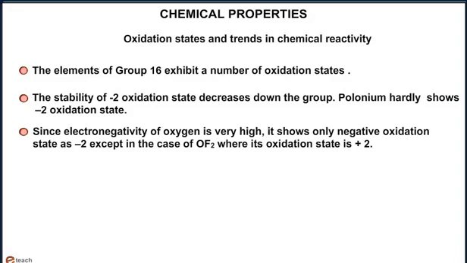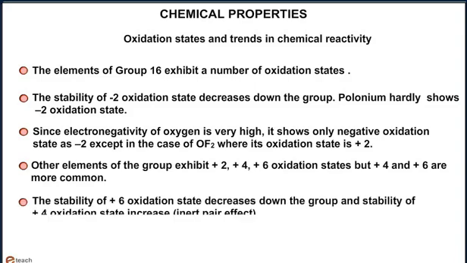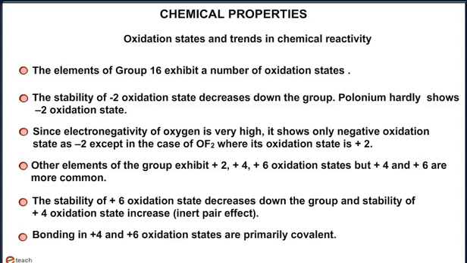Since the electronegativity of oxygen is very high, it shows only the negative oxidation state of -2, except in the case of OF2, where its oxidation state is +2. Other elements of the group exhibit +2, +4, +6 oxidation states, but +4 and +6 are more common. The stability of the +6 oxidation state decreases down the group and the stability of the +4 oxidation state increases due to the inert pair effect. Bonding in +4 and +6 oxidation states is primarily covalent.